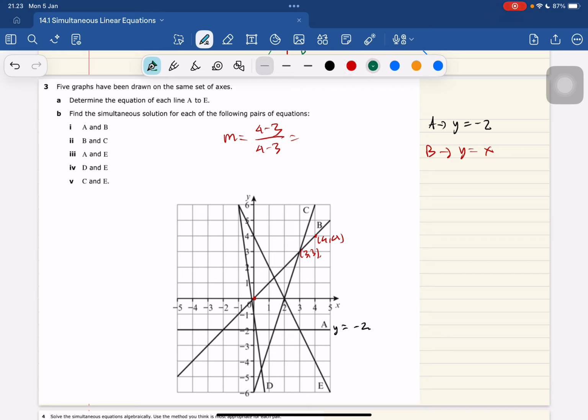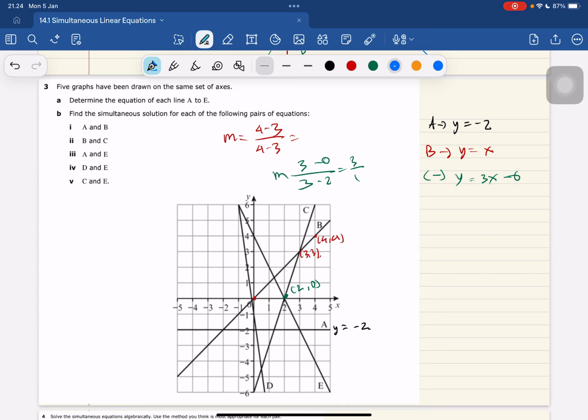Next, C, let us use this point, 3 and 3. So the gradient, with this point, 2 and 0. So 2 and 0, so 3 over 1. So the gradient is 3. So it's going to be 3x. And the y-intercept is minus 6. So 3x minus 6. So y equal to 3x minus 6 for C.